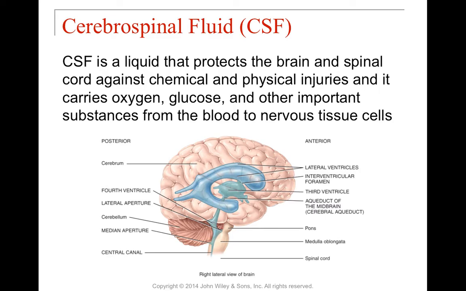So basically what happens is cerebrospinal fluid is constantly being created and also constantly being absorbed. And there's a filtration through the network of these capillaries. These capillaries are called choroid plexuses or plexus. They're going to be found in those ventricles.